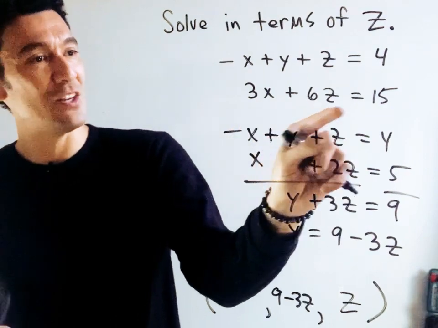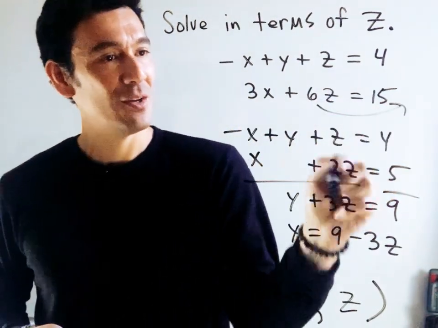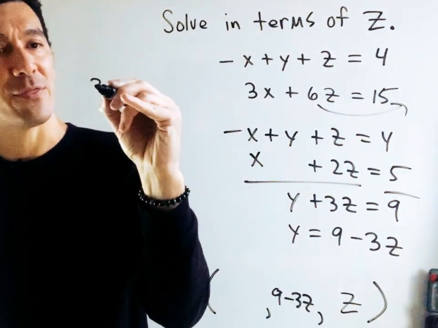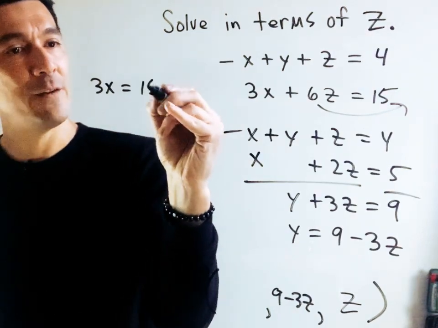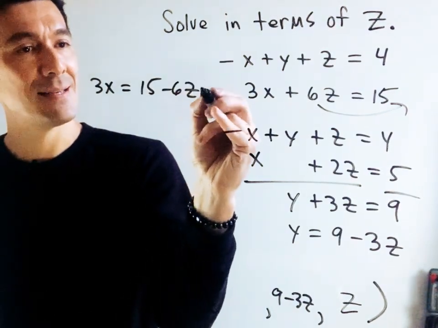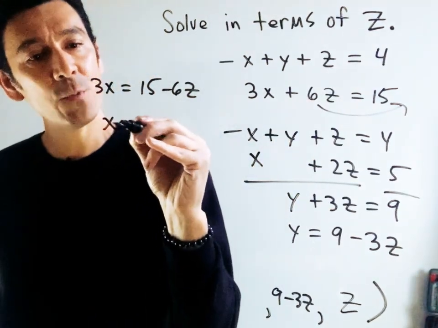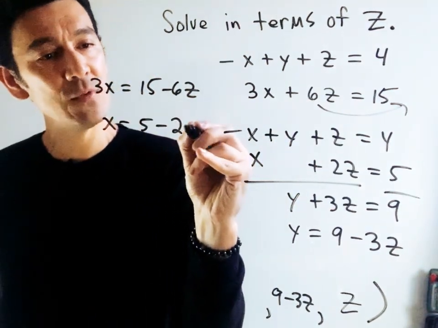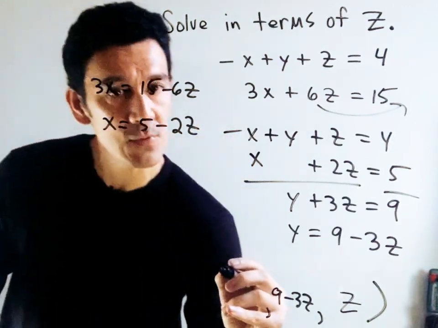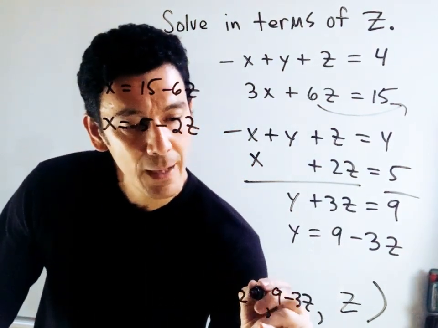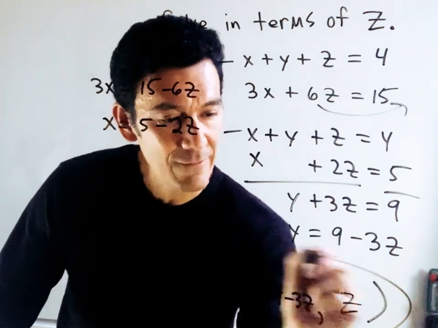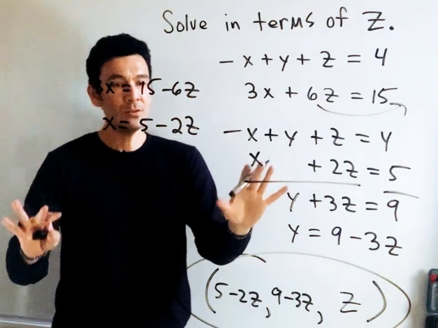Why don't we just move this to this side there? Watch. Move that over to that side. So that 3x would equal 15 minus 6z. And just divide everything by 3. So x would equal 5 minus 2z. And since that's what x equals, it goes here, and we are done. You have x, y, and z, but all in terms of z's.